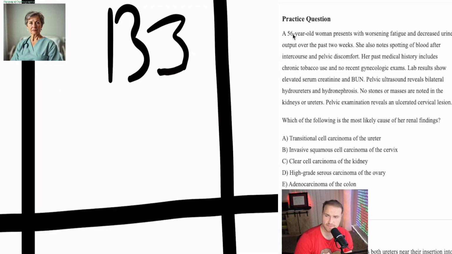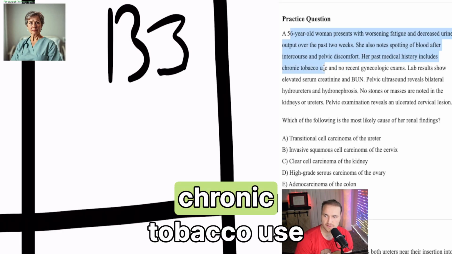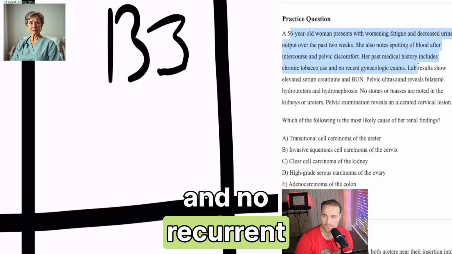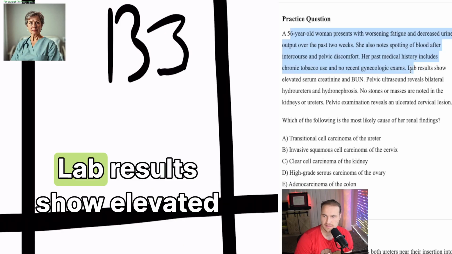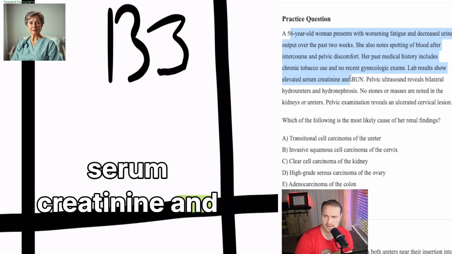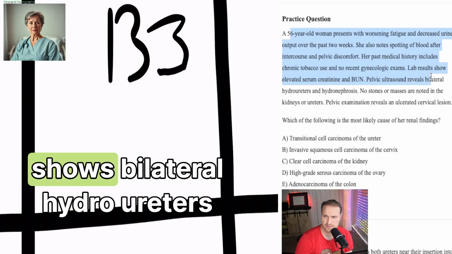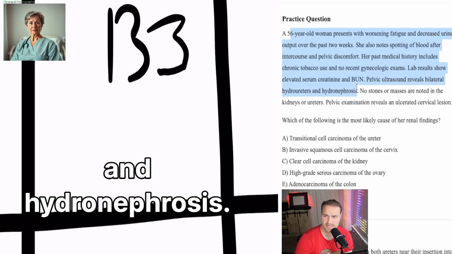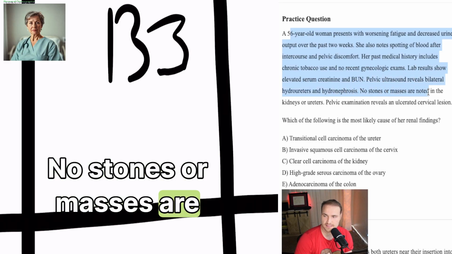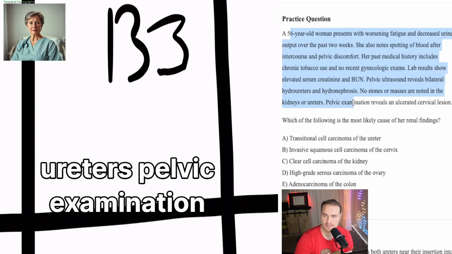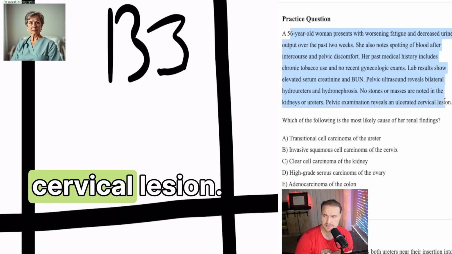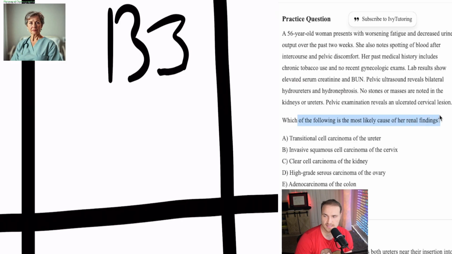In our next question, we have a 56-year-old woman presenting with worsening fatigue and decreased urine output over the past 2 weeks. She also notes spotting of blood after intercourse and pelvic discomfort. Her past medical history includes chronic tobacco use and no recurrent gynecologic exams. Lab results show elevated serum creatinine and BUN. Pelvic ultrasound shows bilateral hydroureters and hydronephrosis. No stones or masses are noted in the kidneys and ureters. Pelvic examination reveals an ulcerated cervical lesion. Which of the following is most likely the cause of her renal findings?